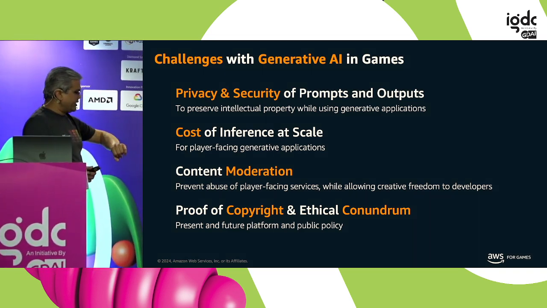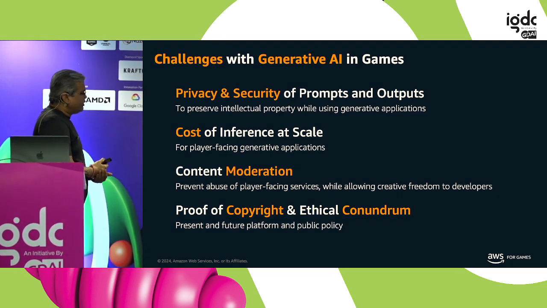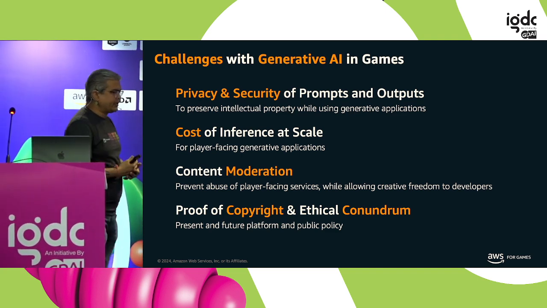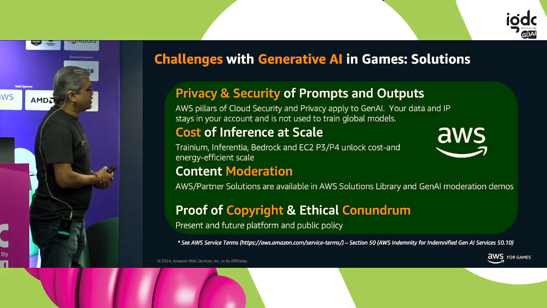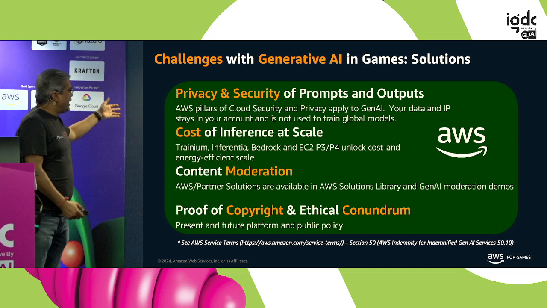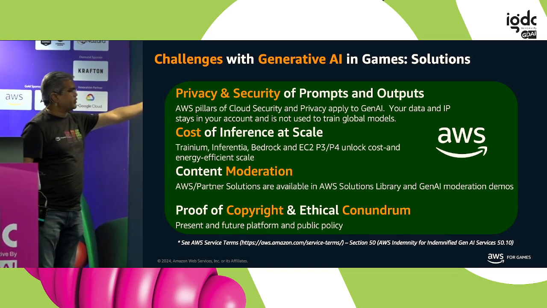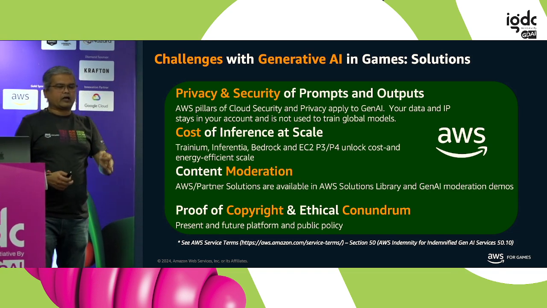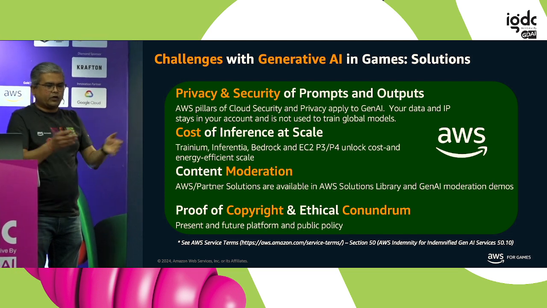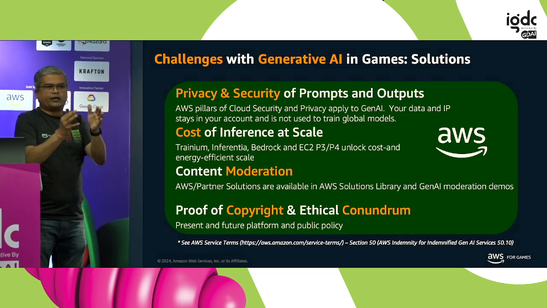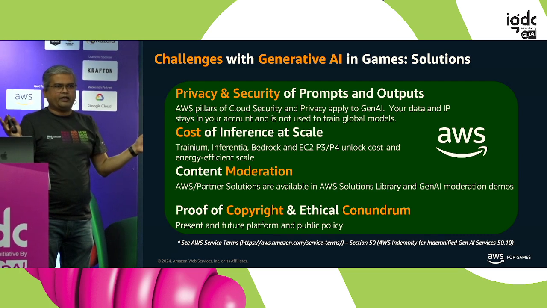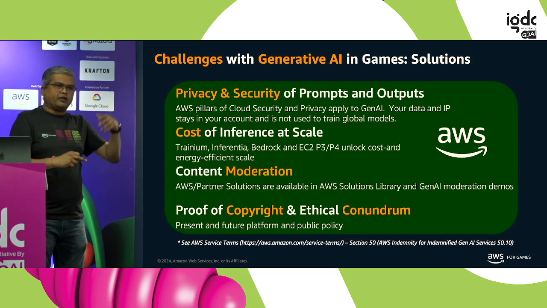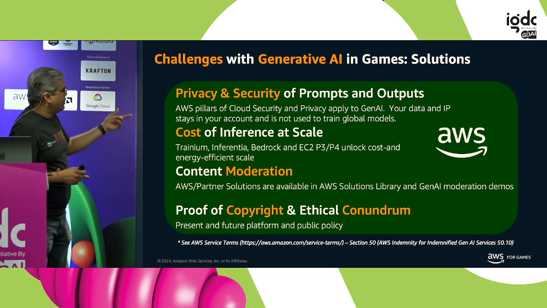When we talk about generative AI, a number of times customers bring up these challenges to us: privacy and security of my prompts, privacy of my output, what is my cost of inference if I have to build the whole thing, content moderation, proof of copyright and the ethical conundrum around using generative AI. We have our standard AWS pillars of security and privacy. The data that you have in your account, for your work, resides and is isolated in your account. It is not used by anyone else other than you, not by the service, not by AWS, not by the third-party models that we run.